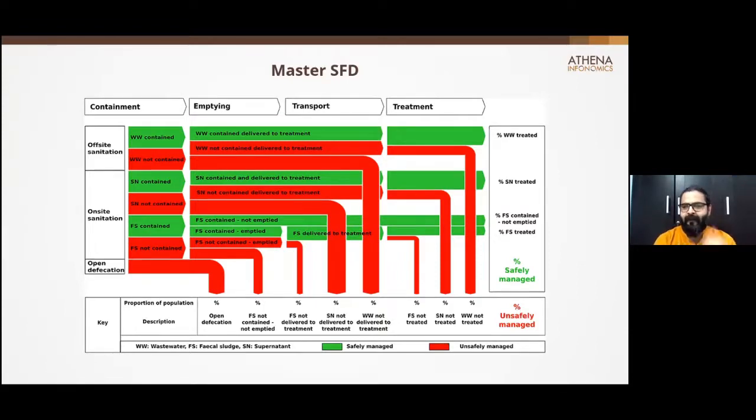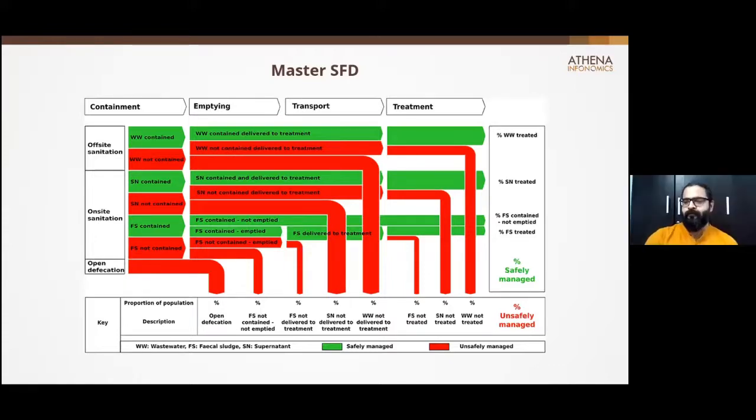Okay. Let me take another example. Why I'm throwing some examples is so that you understand how the SFD really captures all of this. Let's say there is a twin pit system. I think that's an on-site system. Everybody will agree, so I'll not go too much into it.